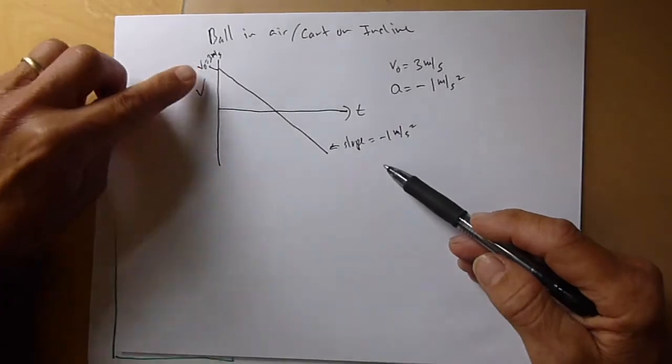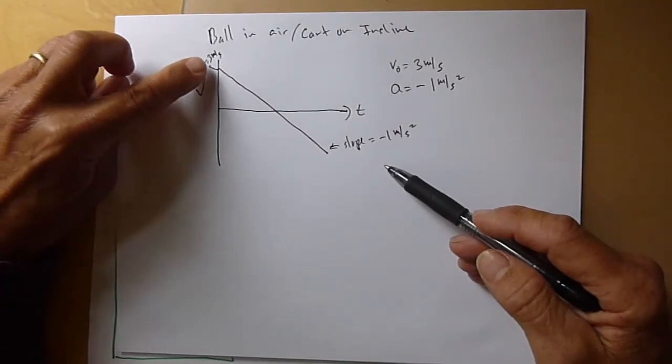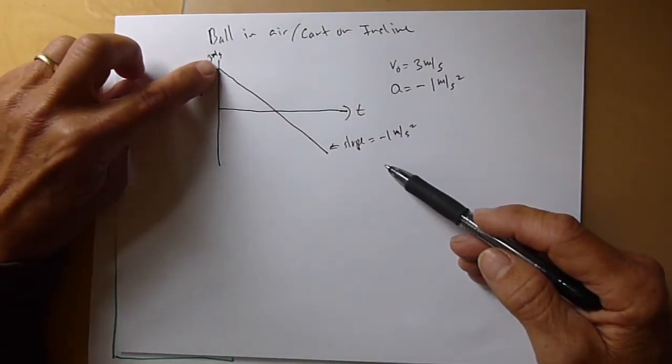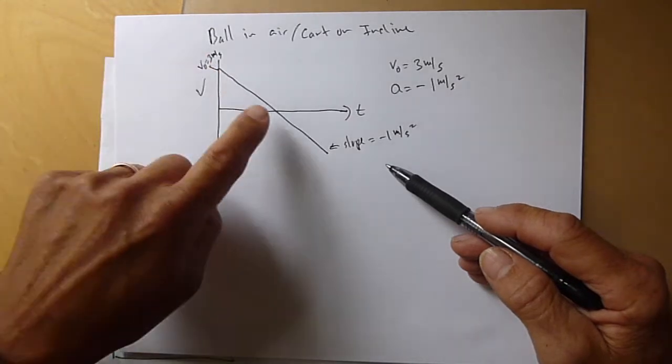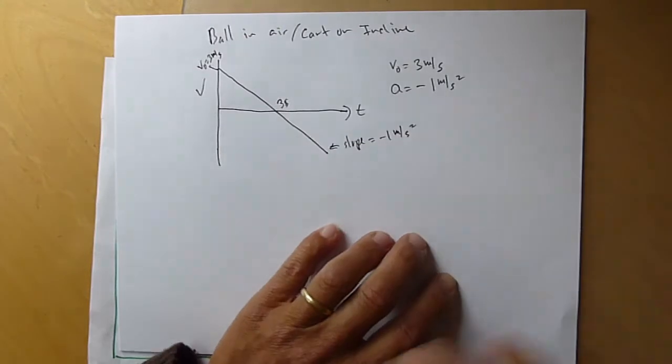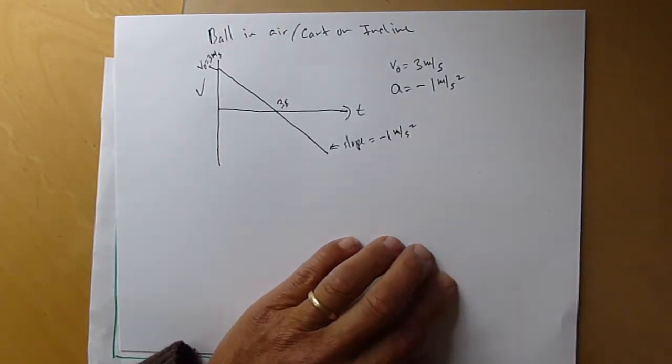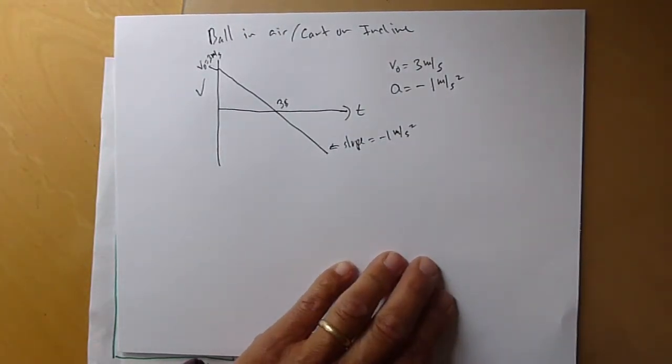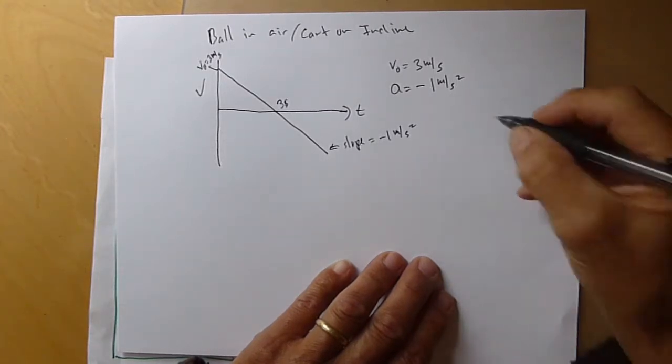So one of the things that should be kind of obvious from the get-go is that this intercept here is 3, and it's got a slope of minus 1, so after 3 seconds it's going to be at its maximum height. And so I could do a whole bunch of different things. We could talk about what displacement the cart has when it gets to the very top. How far does it travel? So there's two ways of looking at this.